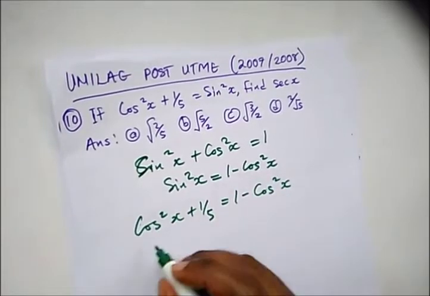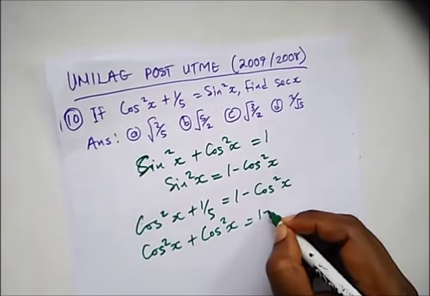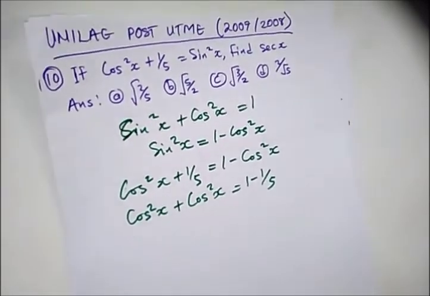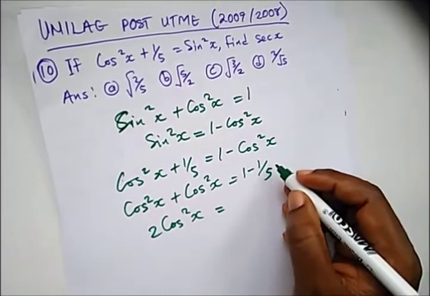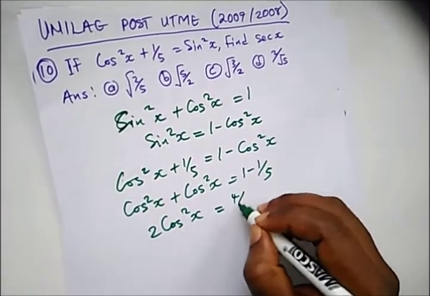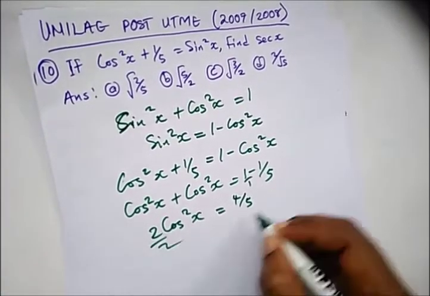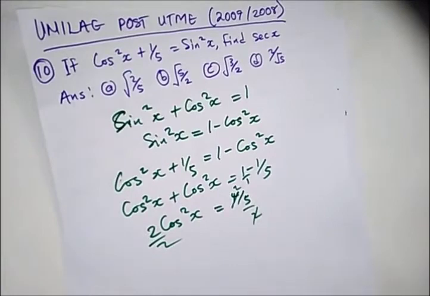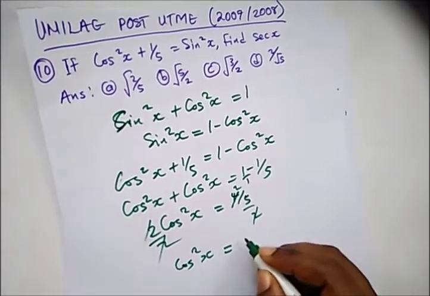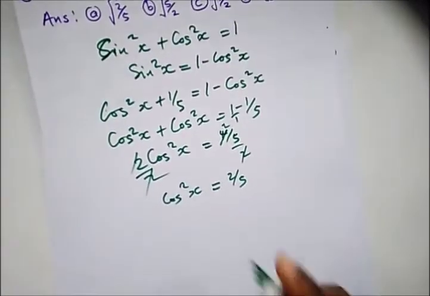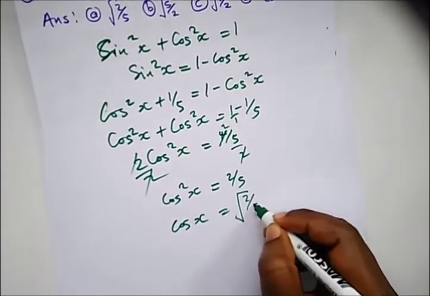Let's bring this here, take this here. So we have cos square x plus cos square x equal to 1 minus 1 over 5. So this is 2 cos square x equal to, when we subtract this, what are we going to get? We're going to get 4 over 5, right? So here, divide both sides by 2. 2 divided by 2, this will cancel this. Cos square x is equal to 2 over 5. So cos x is the square root of 2 over 5.